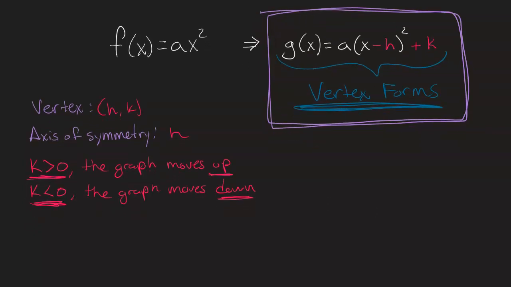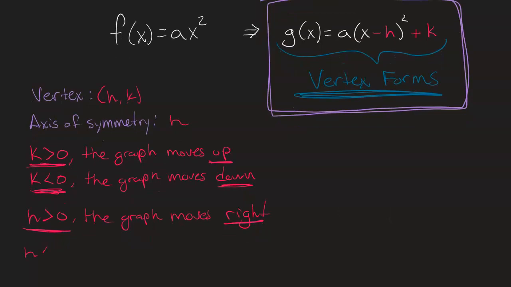Okay, how does the h value affect it? Okay, let's say if h is greater than 0, the graph moves right. So again, if h is greater than 0, the graph moves right. If h is less than 0, the graph moves left.